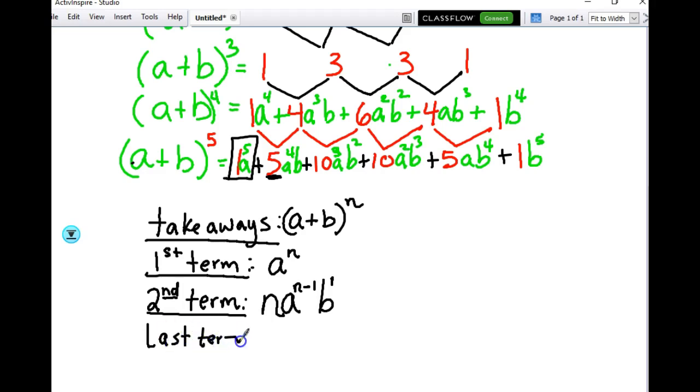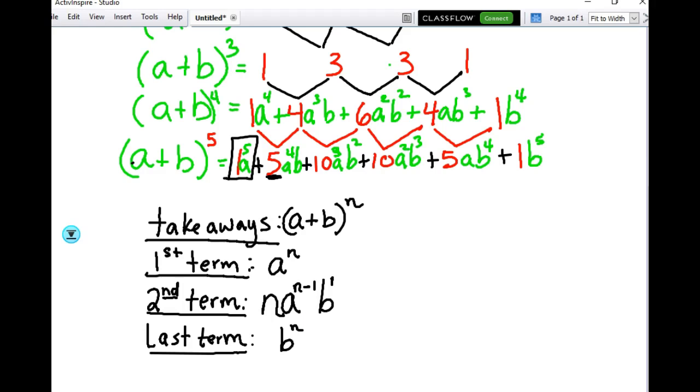The last term, just a moment. Okay, the last term is always going to be b to the nth power. Okay? So, there you have it. We know our first term, our second term, our last term. We have a bunch of other terms in the middle that we don't really care about for our proof, but there it is, okay? So that's the background that you're going to need for our proof.